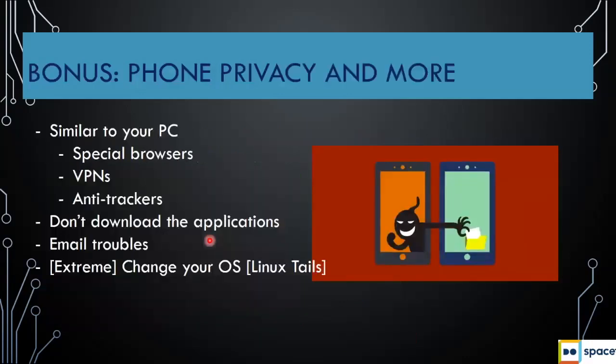This next slide is a little bit of a bonus slide, about phone privacy. Phone privacy is very similar to your computer's privacy. There are special browsers. I know Firefox Focus came out not too long ago, and it is a much more privacy-centric browser brought to you by Firefox. Tor has a version for iOS and Android. And something else that I failed to mention with the Tor browser is Tor is actually built on Firefox. So if you're used to using Firefox, you'll be really at home with Tor.